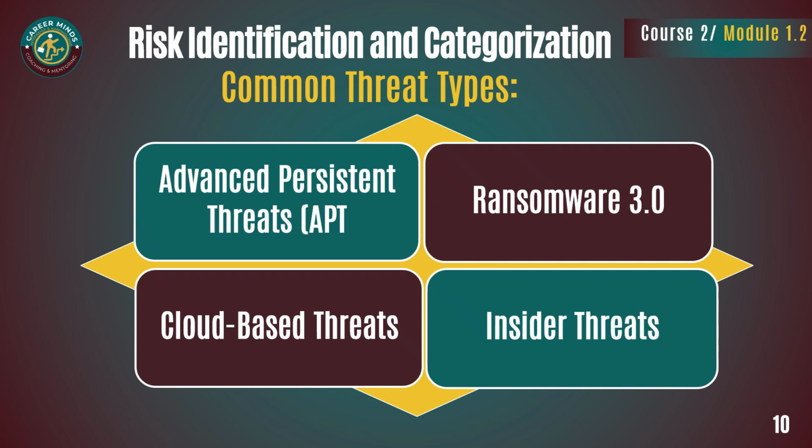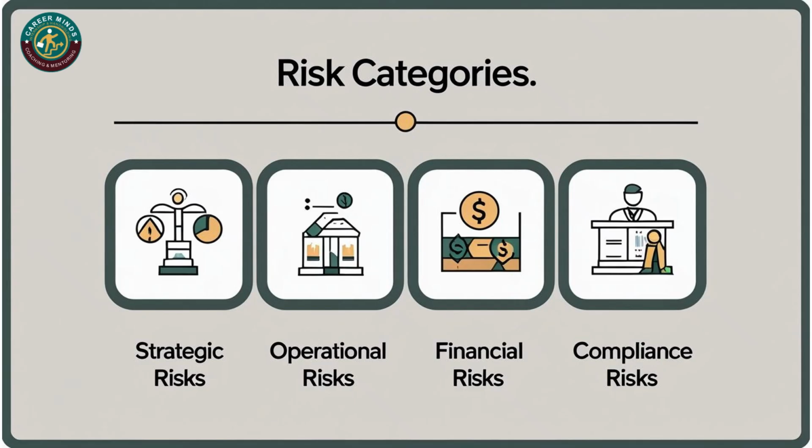A real-world example is the SolarWinds supply chain attack of 2020, which involved malicious code inserted into a software update. Over 18,000 organizations downloaded the update, giving attackers access to sensitive systems. And what was the lesson learned? Risk assessment must always include evaluations of third-party vendors and supply chain partners. Now, let's look quickly at some risk categorization tables.